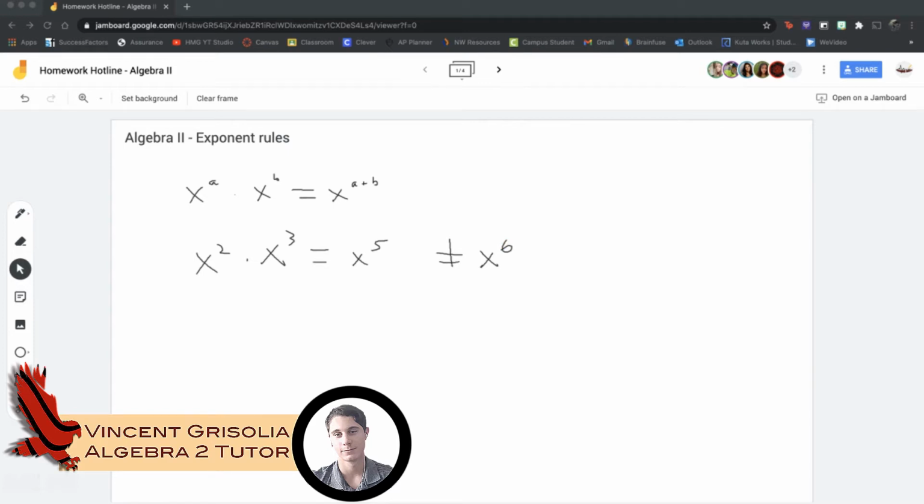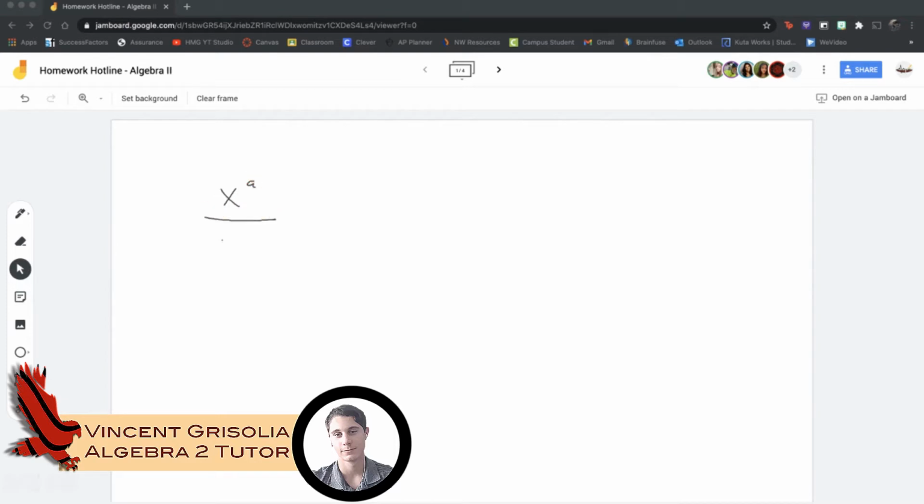Now, let's say we have 2 numbers and we're dividing them. So let's say the rule rather is x to the a power over x to the b power. You take the exponents and you subtract them. So we can have, let's say, x to the 7th and y to the 9th over x to the 2nd and y to the 5th. When you have multiple variables, you just subtract the exponents of the like variables.